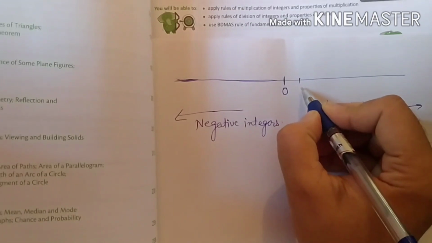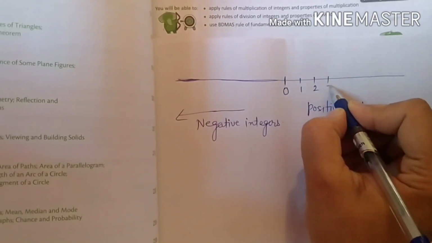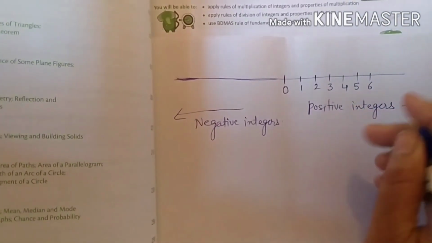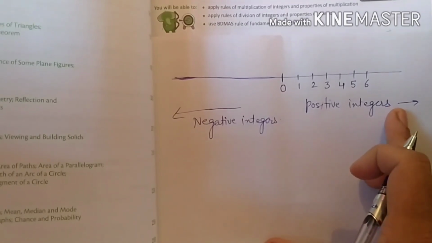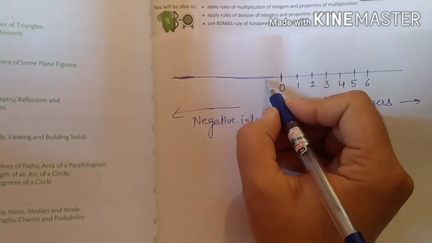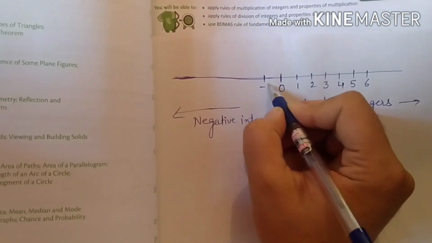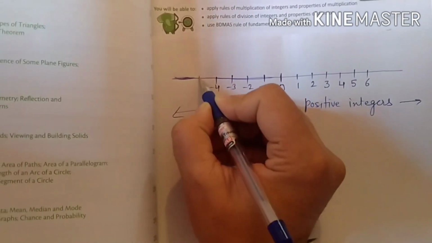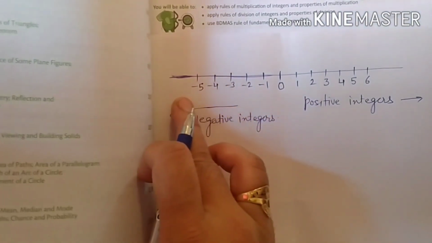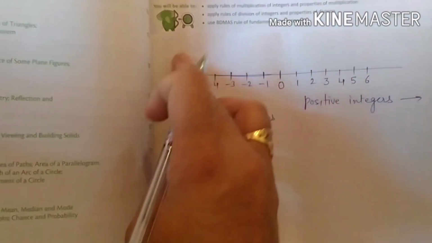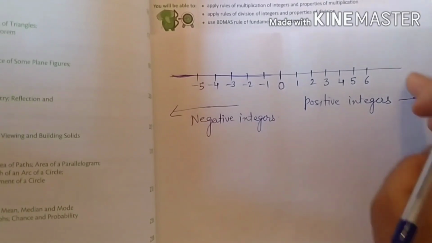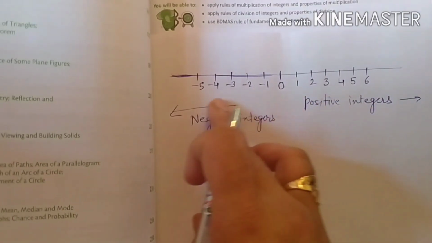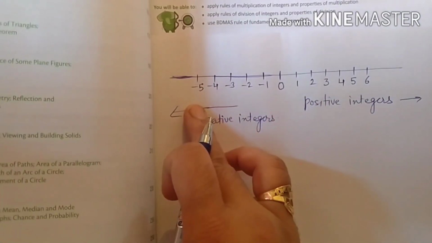Suppose here is 1, 2, 3, 4, 5, 6 and so on. These are called positive integers, and on the left hand side we will represent negative integers. So -1, -2, -3, -4, -5. These are negative integers. So this whole procedure is known as integers, a combination of 0, positive numbers and negative numbers.